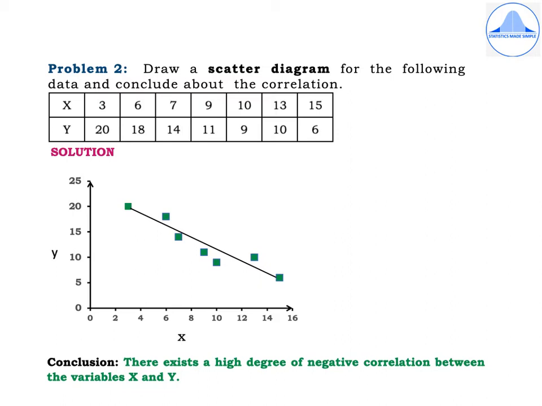Now, draw a straight line from the first pair of observations, that is 3 and 20, to the last pair of observations, which is 15 and 6. So that the straight line is touching almost some of the points which are lying close to it. Now observe the line. It is a straight line with a negative slope. A negative slope means a line which is moving downwards. So our conclusion will be there exists a high degree of negative correlation between the variables x and y.